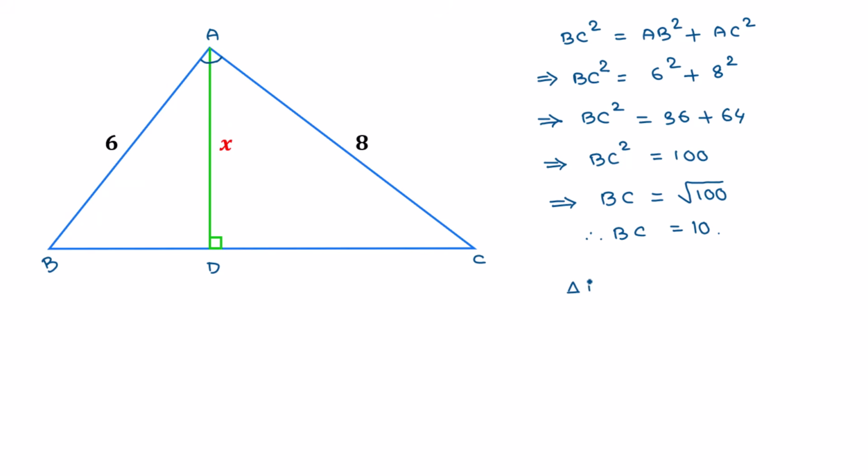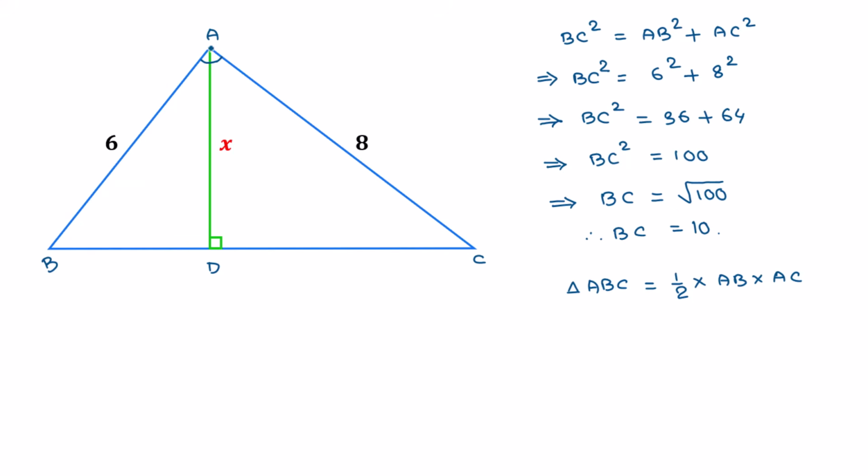Now the area of triangle ABC, when the base is AB and the height is AC, is equal to half times base AB times height of this triangle AC. So this is the area of triangle ABC.